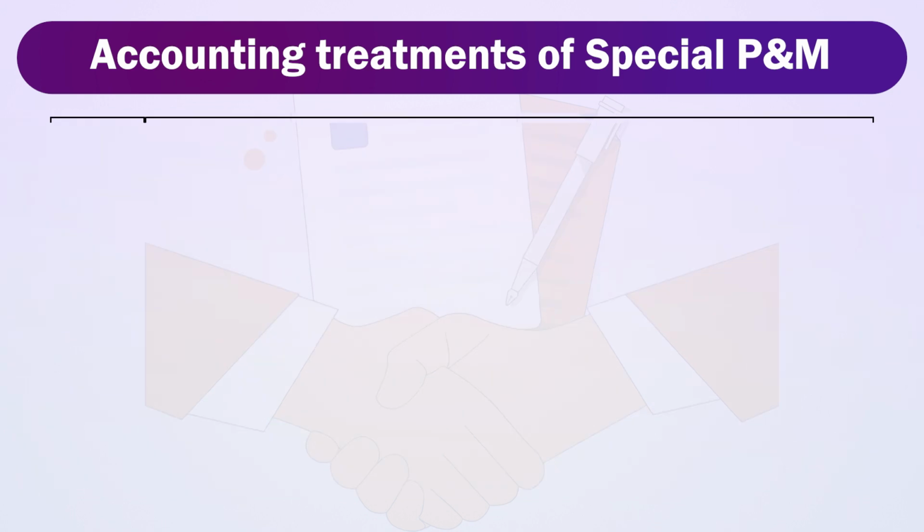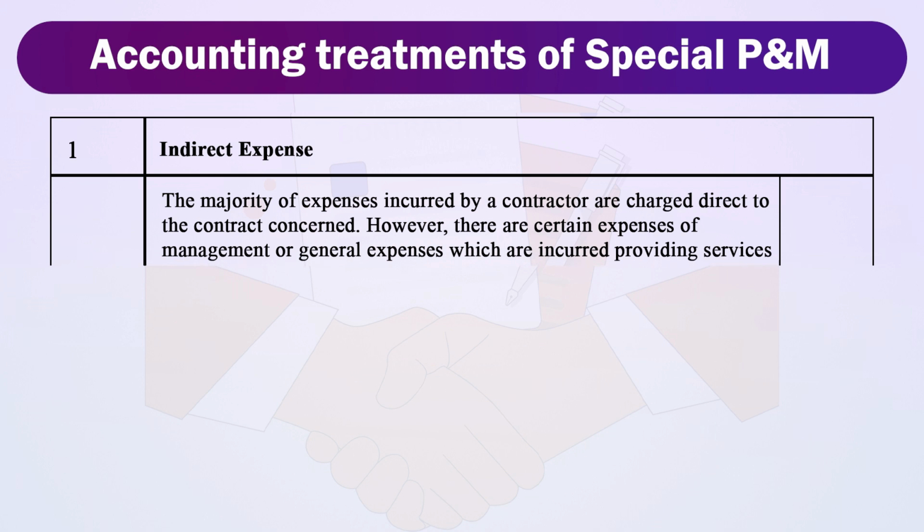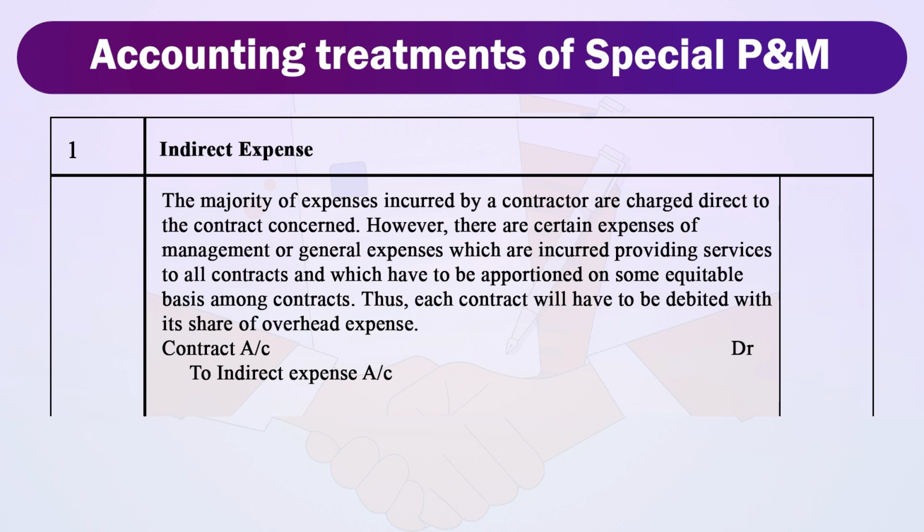Let's understand indirect expense. The majority of expenses incurred by a contractor are charged direct to contract concerned. However, there are certain expenses of management or general expenses which are incurred providing services to all contracts and which have to be apportioned on some equitable basis among contracts. Thus, each contract will have to be debited with its share of overhead expenses, and the entry is contract account debit to indirect expense account.